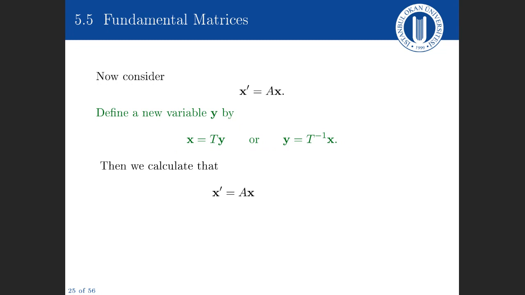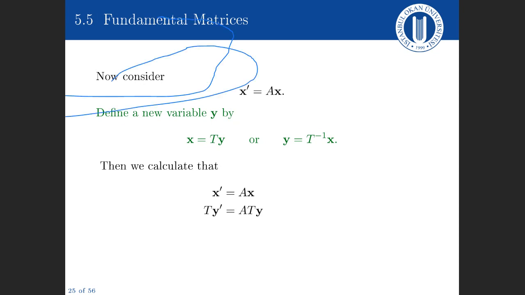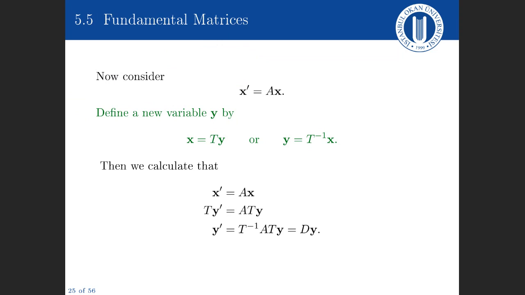We're going to substitute this into our differential equation. Starting with x prime is equal to Ax, and then I'm going to replace each x by Ty. Instead of x prime, I have Ty prime. Instead of Ax, I have ATy. Multiply both sides by the inverse of T. Y prime is equal to T inverse ATy, but that's just Dy.